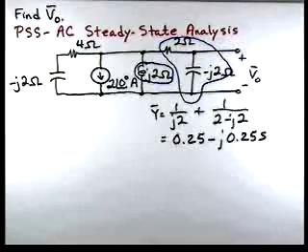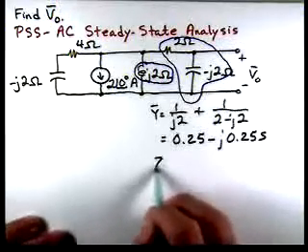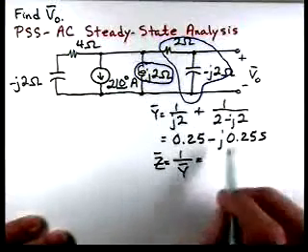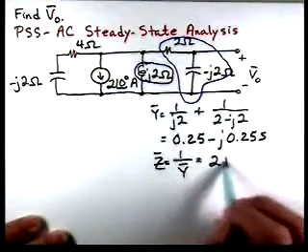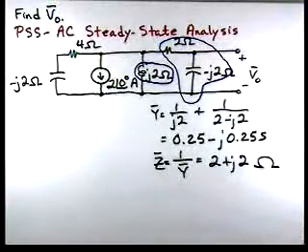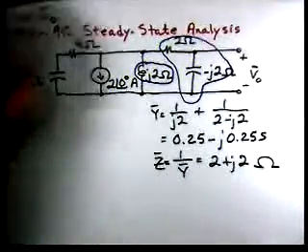Okay, so that's the net admittance. Now let's convert that to a Z. Z is 1 over Y, and that's 2 plus j2 ohms. So now let's redraw our circuit with that combination.